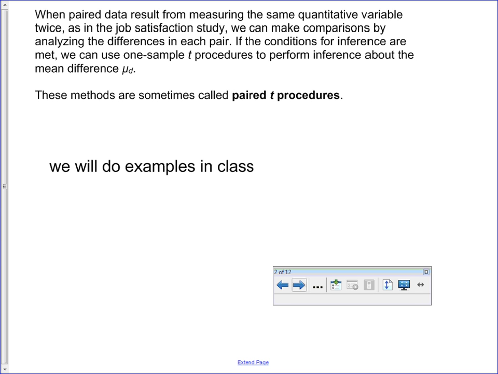And you would do a paired T procedure. The steps that you do are the same, it's just that instead of using the original data, you use the difference data. You use mu D here.